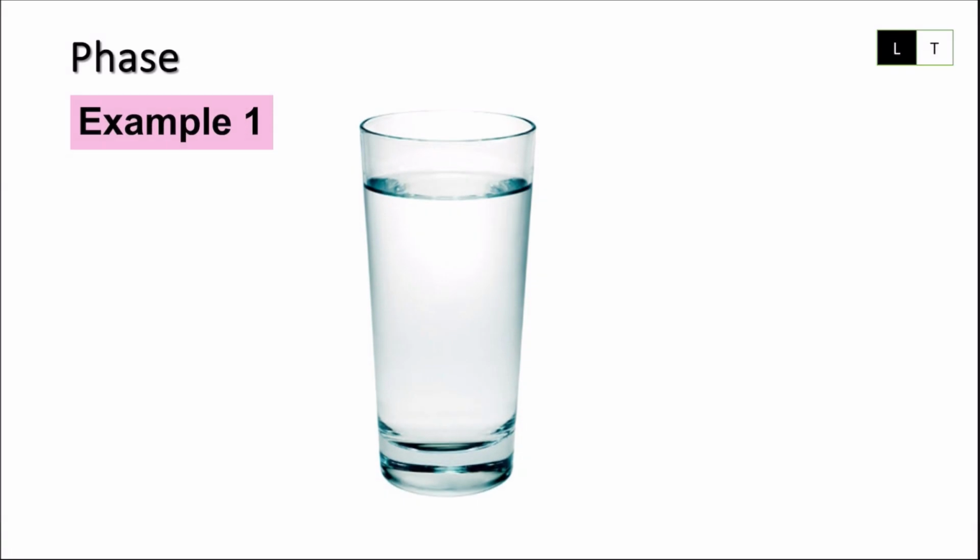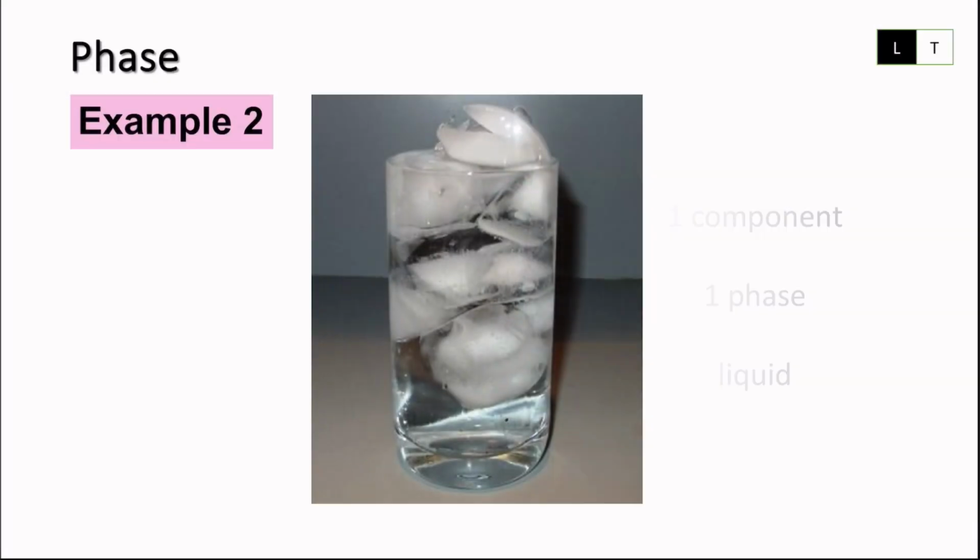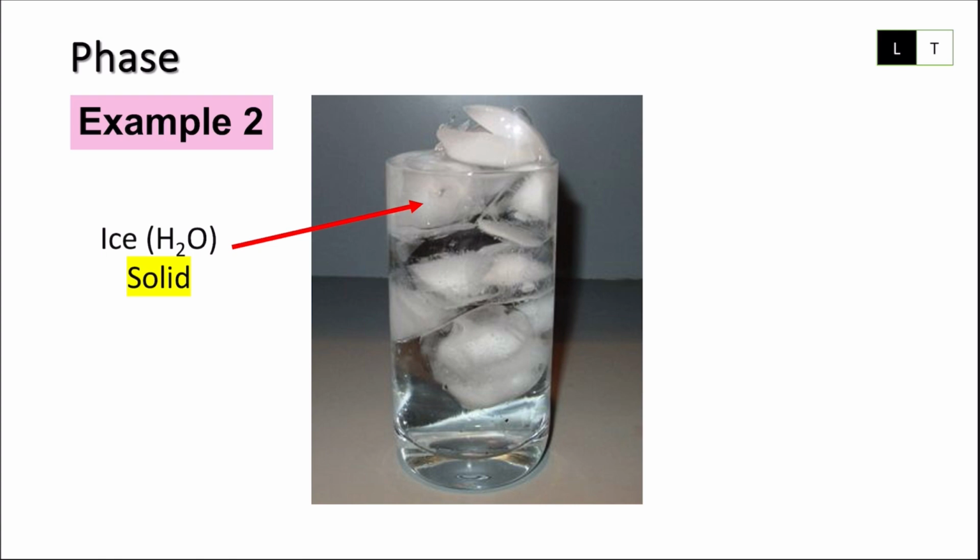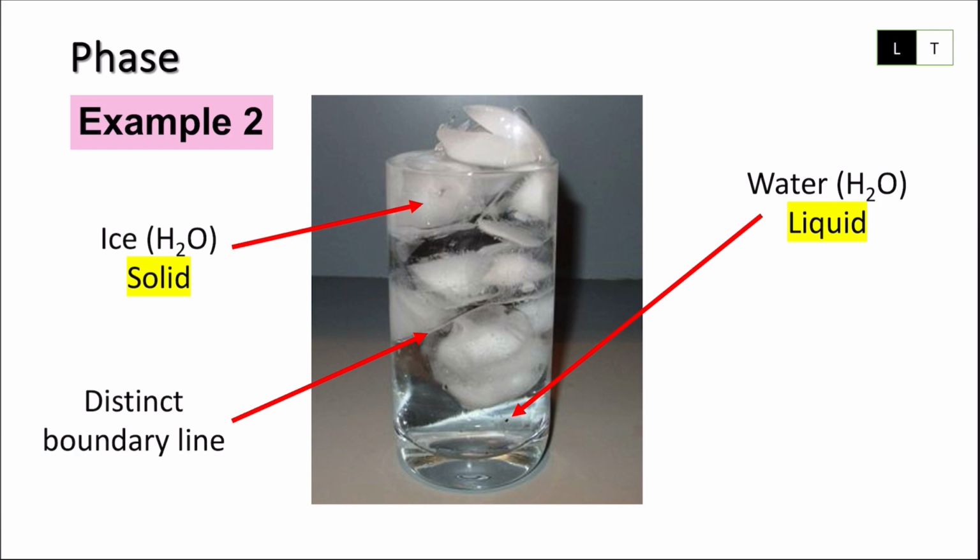For example, I have this one. There is only one component, which is water, so it will conclude as one phase because we have only a clear or colorless liquid. Next example, I have ice, which is H2O but in the solid phase, and we also have H2O, our water, in liquid phase. So there is a distinct boundary between them. That is why we have one component, which is both of them are water, but they are in two different states. So we consider this is two phases with one component.